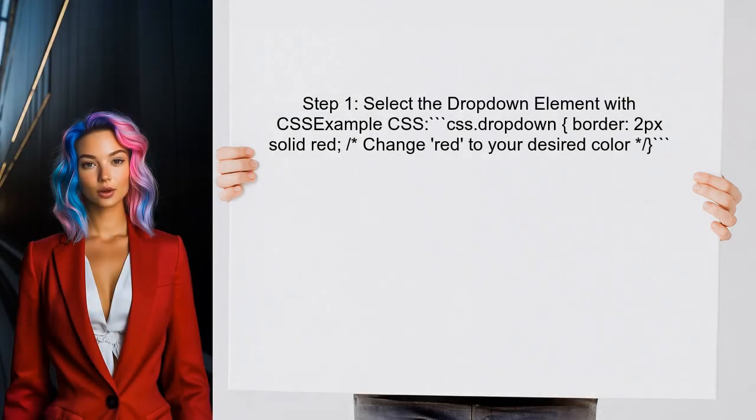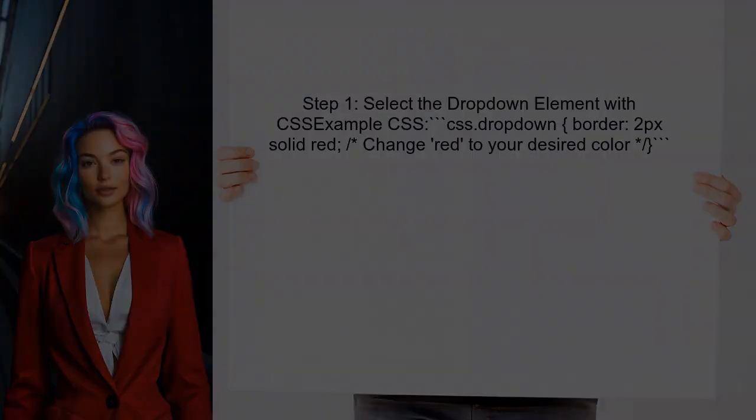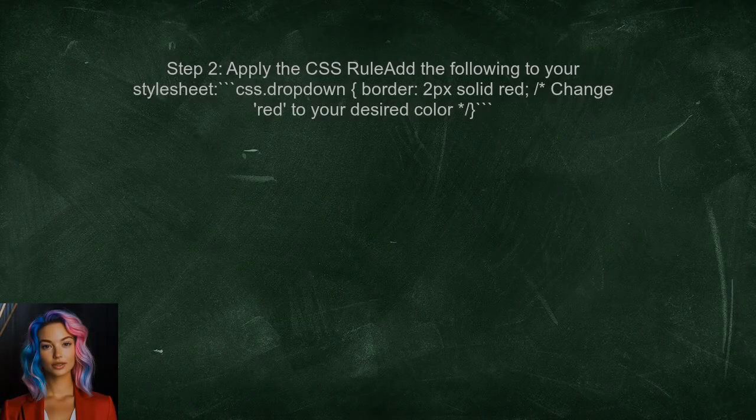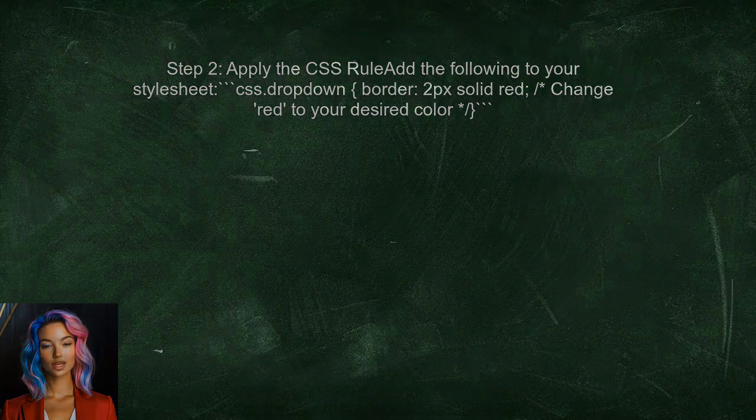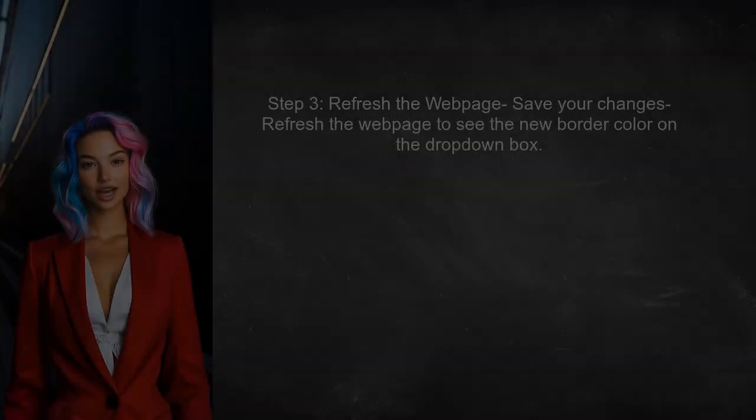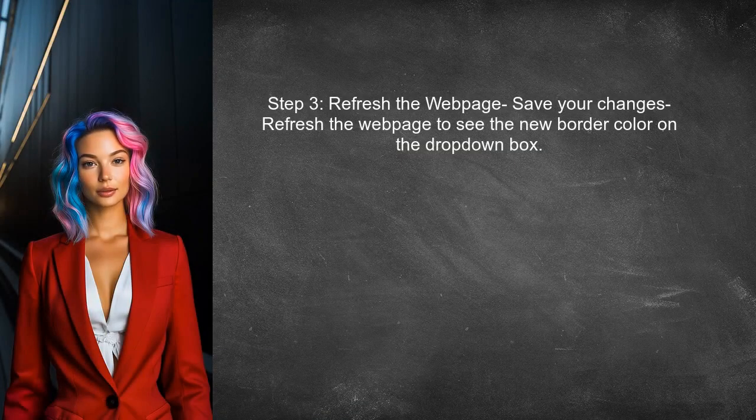To change the border color of the drop-down box, the user should start by using CSS. First, they need to select the drop-down element using its class or ID. Next, the user should apply the CSS rule to change the border color. This can be done by adding the CSS code to the style sheet linked to the HTML document. After applying the CSS, the user should check if the drop-down box reflects the new border color. They can do this by refreshing the web page.